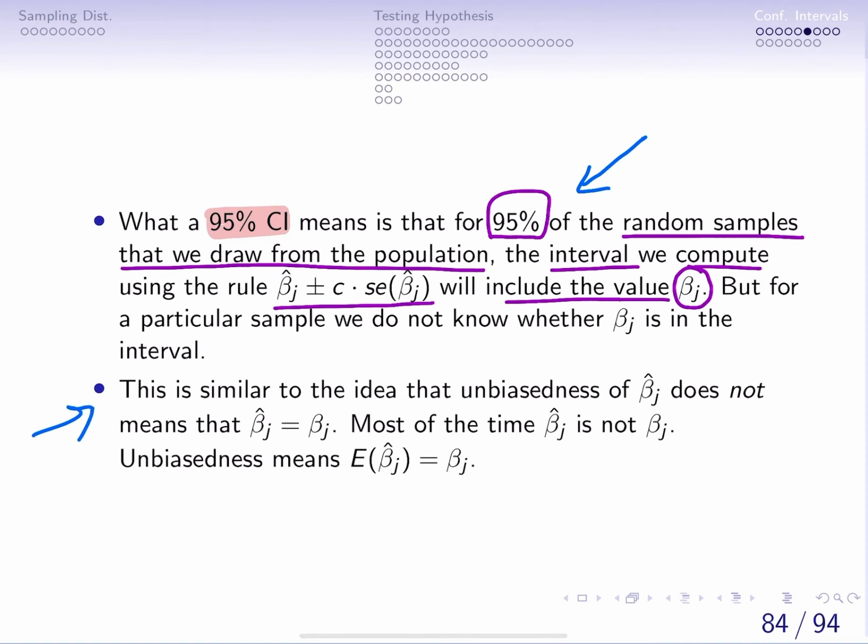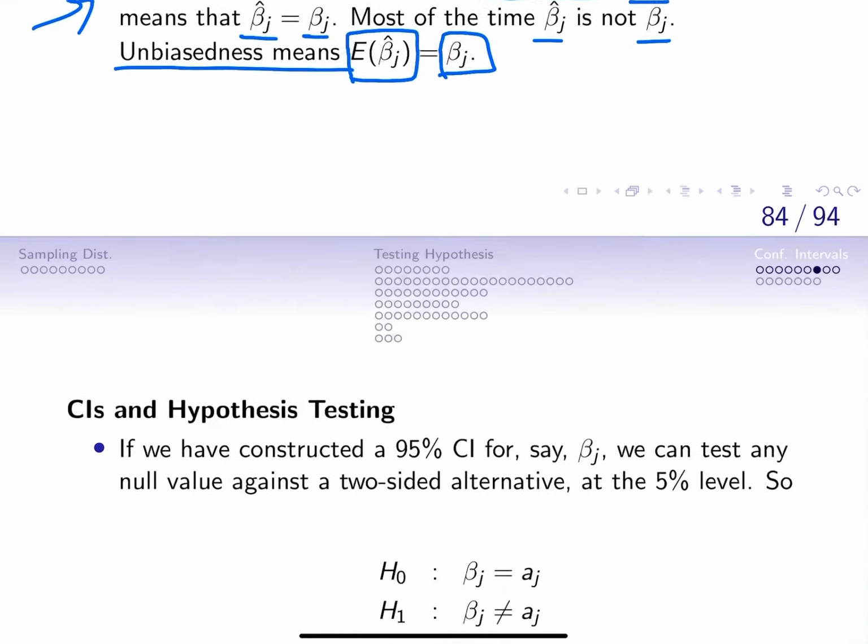Okay, and this is very similar to the idea of unbiasedness that we were talking about in previous chapters, where we said that the unbiasedness of our estimator does not mean that beta hat j is equal to beta j. And it also does not mean that most of the time beta hat j is equal to beta j. It just means that if we carried out random samples repeatedly and took a lot of random samples and looked at the average value of these beta hats, that would equal the value of beta in the population.